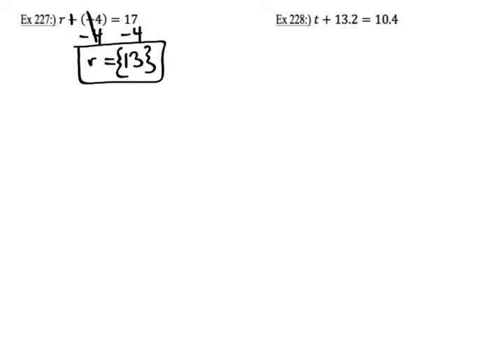And we check that solution. We go back to the original problem and copy that down. r, which I'm going to replace with 13, minus negative 4 equals 17. Minus negative I can change to plus positive. 13 plus 4 is 17. That is true. Okay, next example.